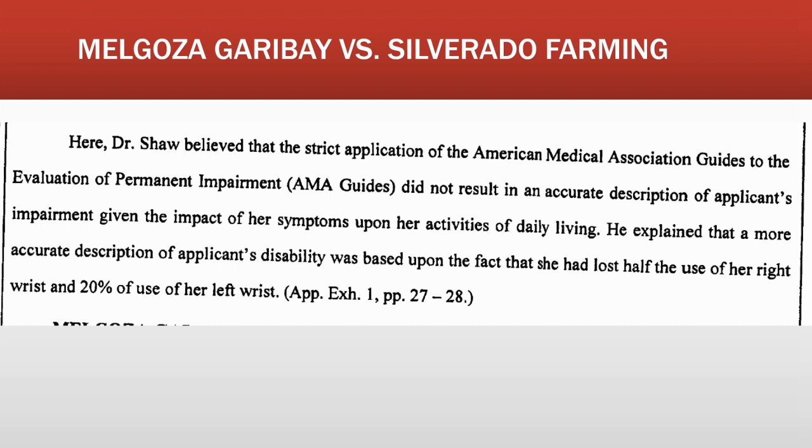So in the body of the case, the courts tell us that Dr. Shaw believed that the strict application of the AMA guides to the evaluation of permanent impairment did not result in an accurate description of the applicant's impairment, given the impact of her symptoms upon her activities of daily living. He explained that a more accurate description of applicant's disability would be based on the fact that she had lost half the use of her right wrist and she had lost 20% of the use of her left wrist.